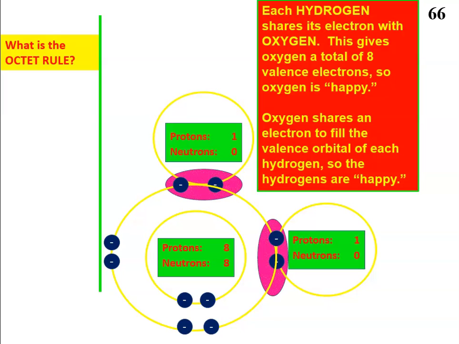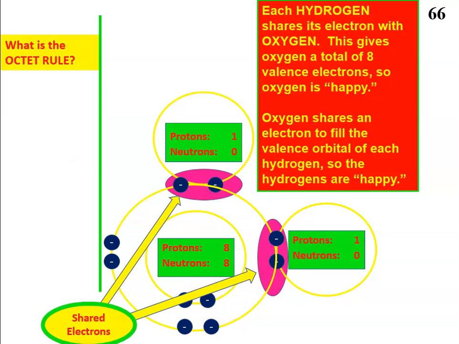You'll notice that those electrons that are shown in pink there are double counted. They're counted as 2 electrons for the hydrogen, and they're counted as 2 electrons for the oxygen in each case. And that's why it's called covalent. Co means together, and valence means valence orbital. So together, valence orbital, it's covalent.